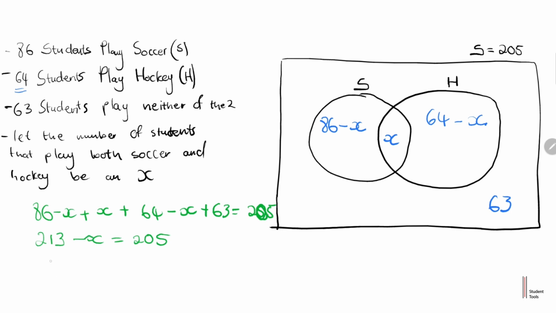So to make x the subject, we'll have to take 213 from the left-hand side to the right-hand side. So we'll do that by subtracting 213 and also subtract 213 on the right-hand side. So this will be 0 such that minus x will be equal to 205 minus 213. And that is equal to negative 8.